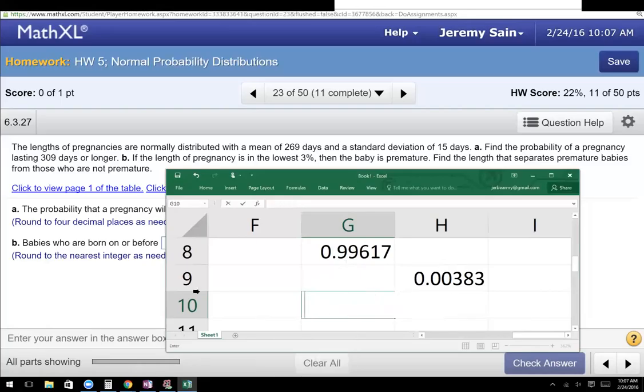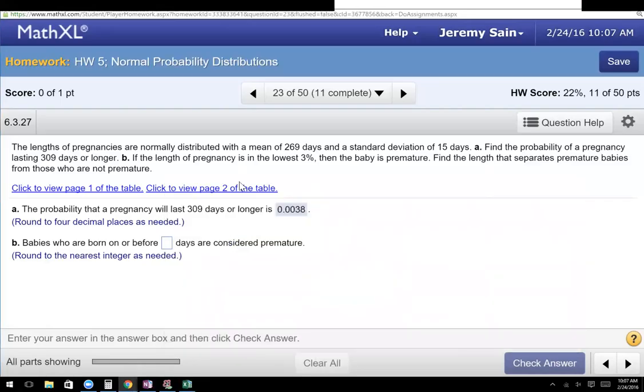All right. If the pregnancy is in the lowest 3%, so now it's the other way around. Now they're giving us the probability. Then the baby is premature. Find the length that separates premature babies from those who are not premature. So first of all, when we use normal inverse, we have to put in area to the left, right? Is that 3% area to the left or to the right, or what is it?